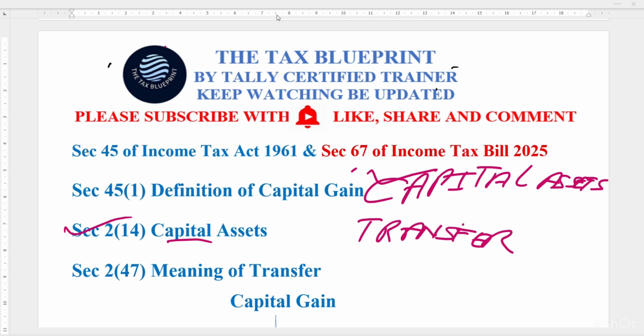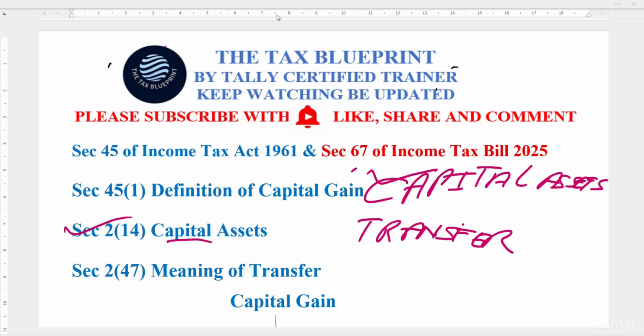6.5% gold bonds are also capital assets. Special bearer bonds issued by the central government are also covered under the capital asset. Gold deposit bonds are also capital assets. These are the capital assets.